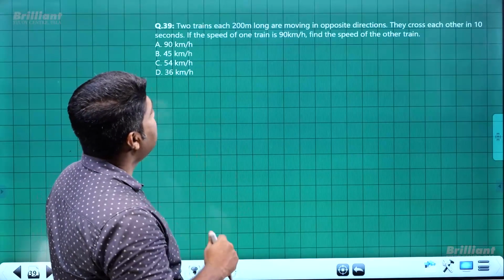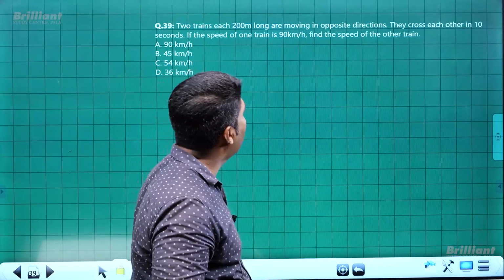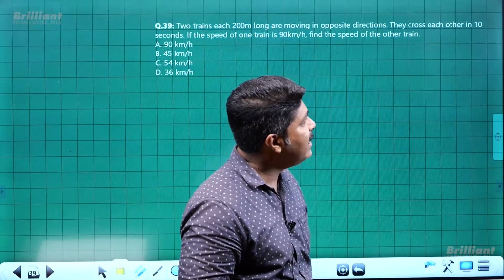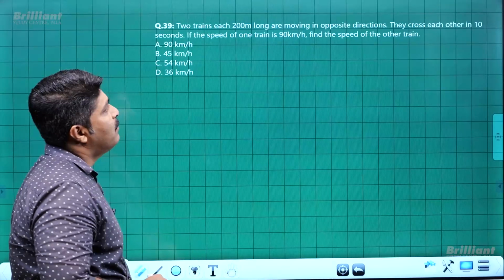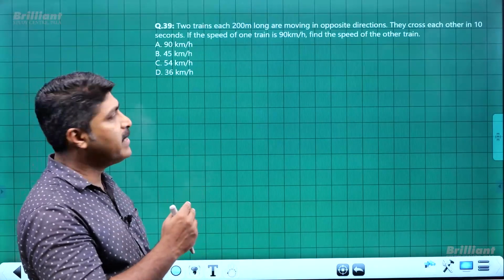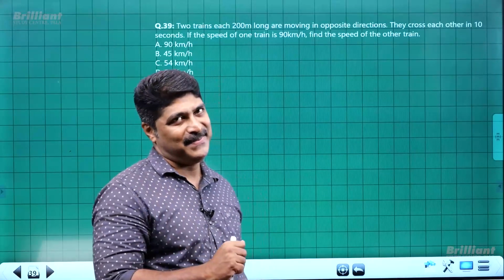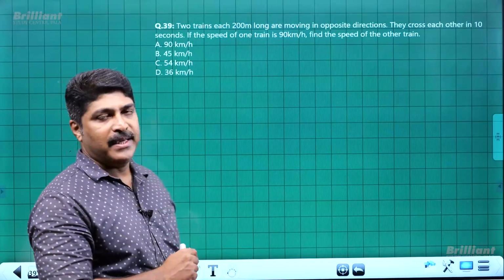Two trains, 200 meters long each, are moving in opposite directions. They cross each other in 10 seconds. The speed of one train is 90 km per hour. Find the speed of the other train. So understand the trick here.